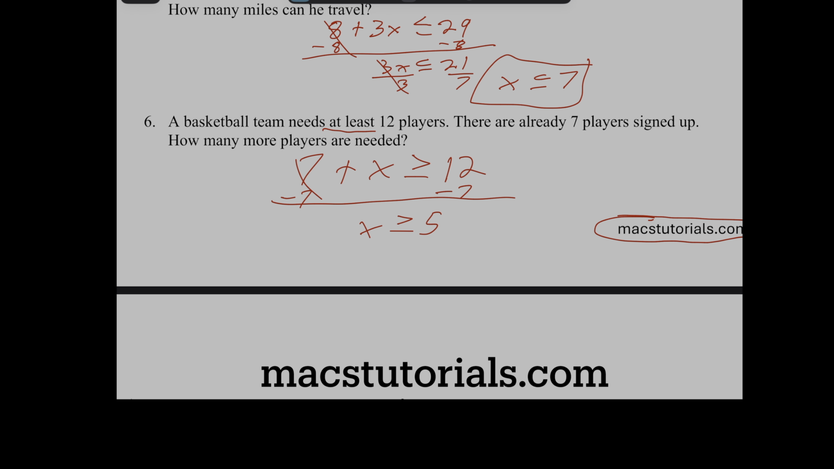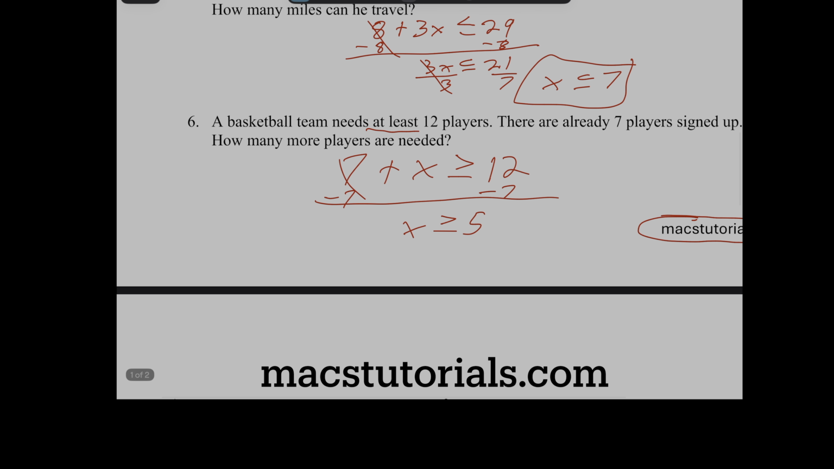And so I need to get at least x is greater than or equal to 5. I need at least 5 people to join, or else we're not going to have a team.